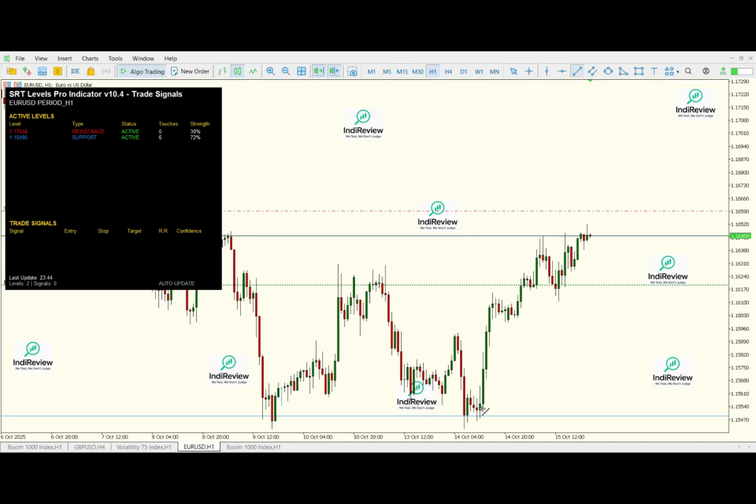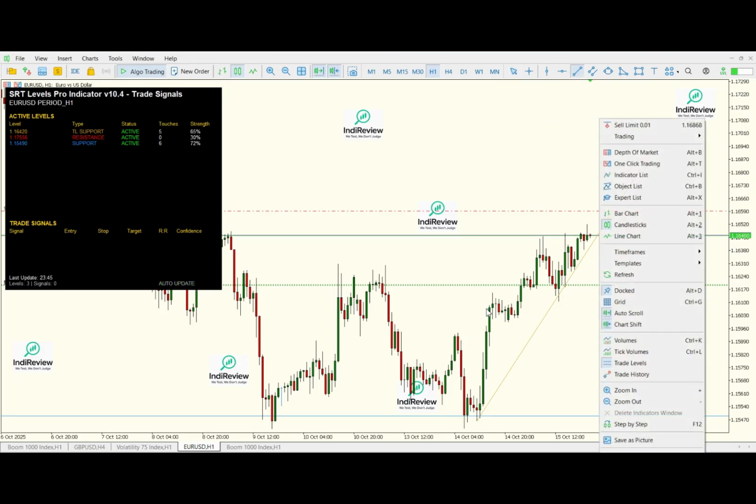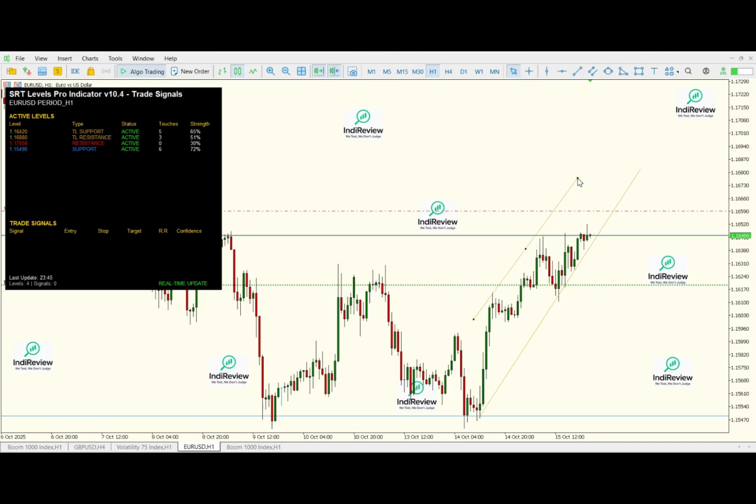Let's see about trend lines. If I draw a trend line from here, the system automatically identifies it as a trend line, and it identifies this as trend line support because it's below the market. If we bring it above the market, like if I bring it here, it identifies as resistance. If we draw it up here, it identifies it as resistance, right?